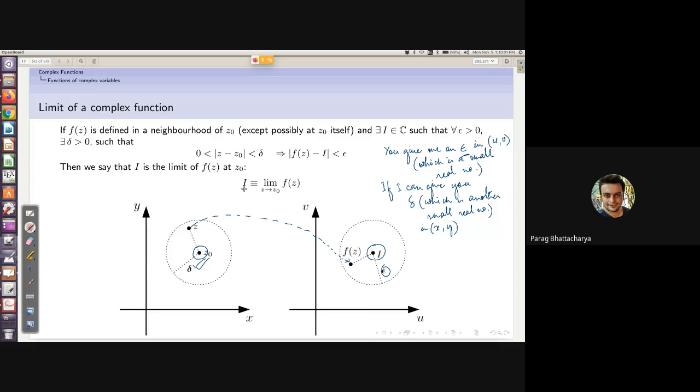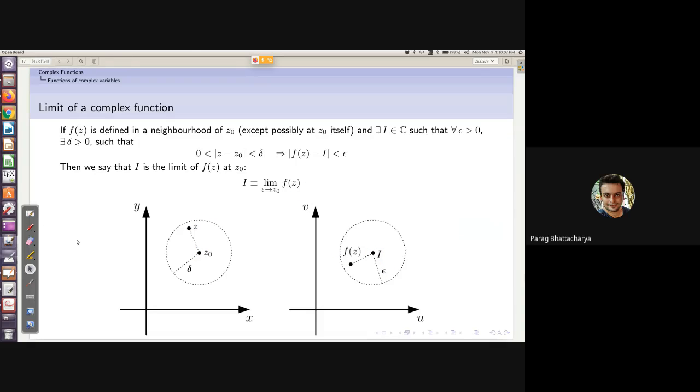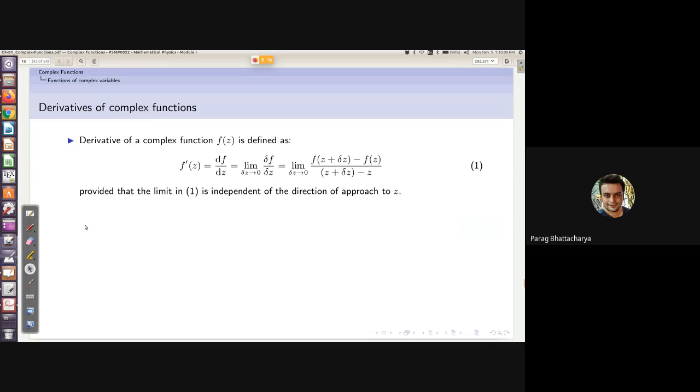So if you can do that, then this becomes a limit. So this is the definition of a limit of a complex function. Now moving forward, the derivative of a complex function. The derivative of a complex function is defined in the same way as derivatives of real functions are. So we can represent a derivative as f prime, which is df by dz. So df by dz is simply delta f by delta z, where you take the limit as delta z tends to 0. So what is this delta f?